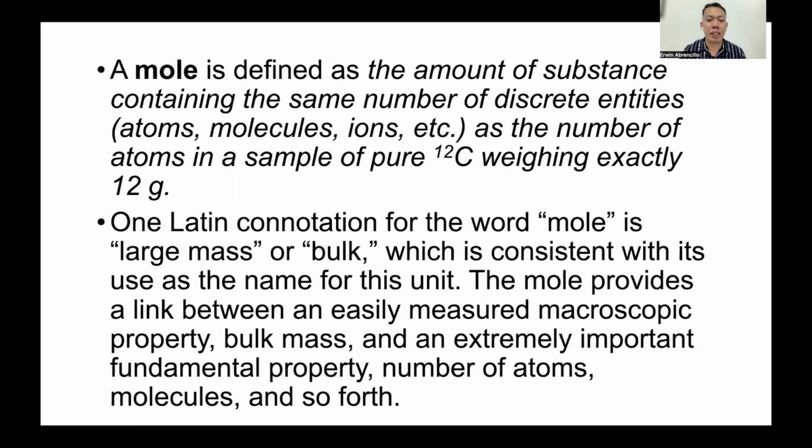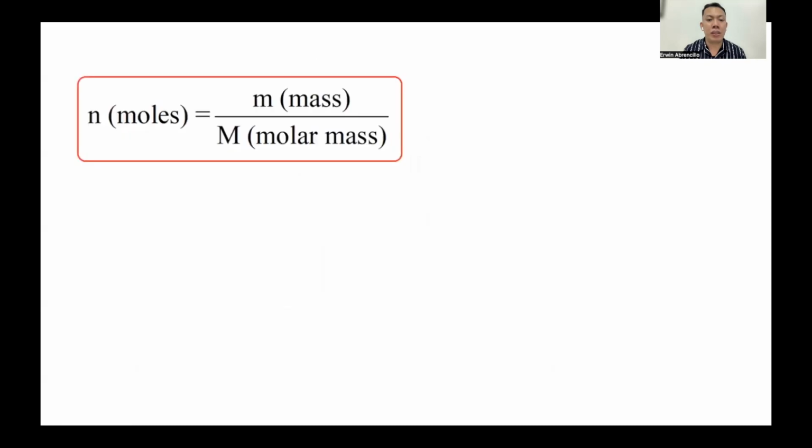So the mole provides a link between an easily measured macroscopic property like bulk mass and an extremely important fundamental property, the number of atoms, molecules, and so forth. We are going to discuss more of that in the succeeding slides. So I have here the formula for the number of moles. For you to be able to get the number of moles, you have to understand first this formula. N symbolizes mole, small letter m symbolizes the mass of the sample based on the given problem, and capital letter M is the molar mass of the sample.